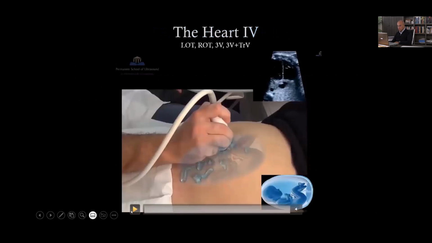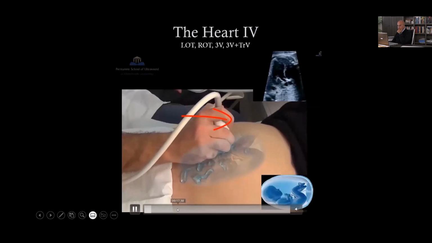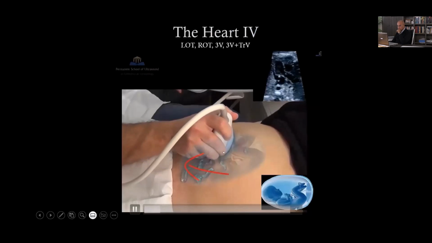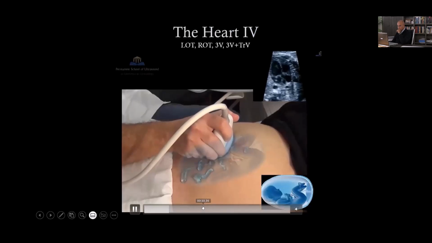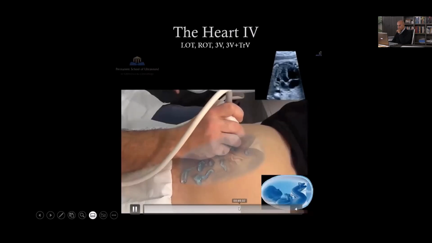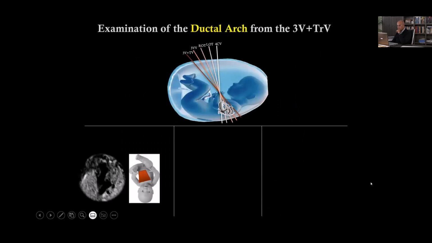I'm showing you how to get all this scanning plane. Tilt and rotate to the right, and then tilt and rotate to the left. Tilting a little bit more to get the three-vessel and trachea view. I will finish my presentation with a schema of action in getting the aortic arch and the ductal arch.